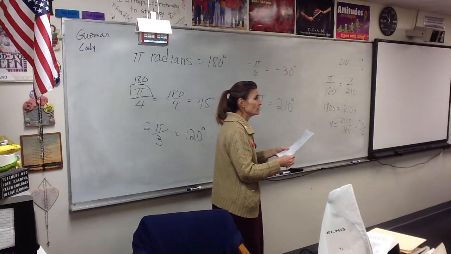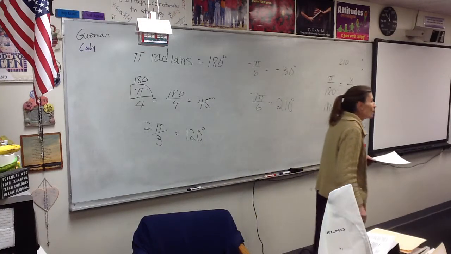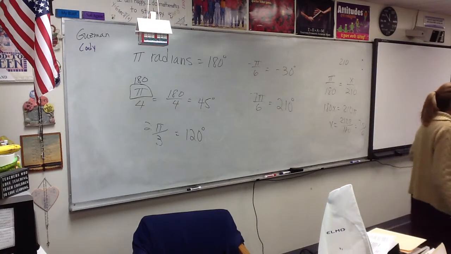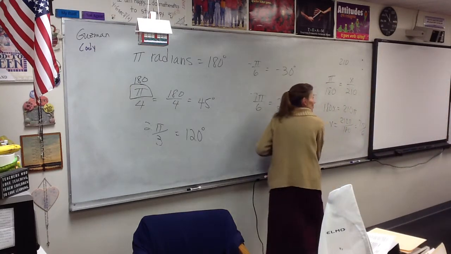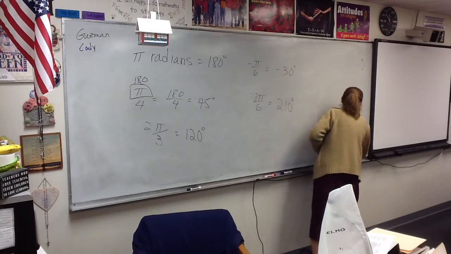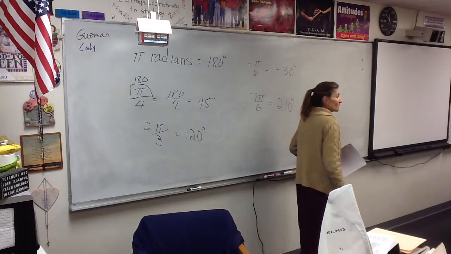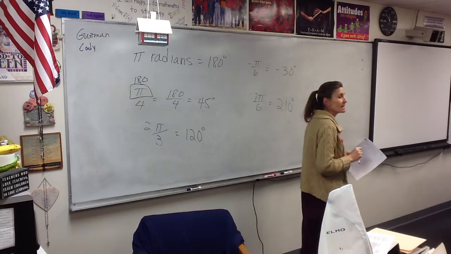Uh-oh. Look, it's just 2. This is a hard one. What's not there? There's no pi. If there's no pi, boys and girls, you have to go back to your proportion. If there's no pi, we have to do it the long way. We're going to change it into degrees, and we're going to do that by setting up our proportions.